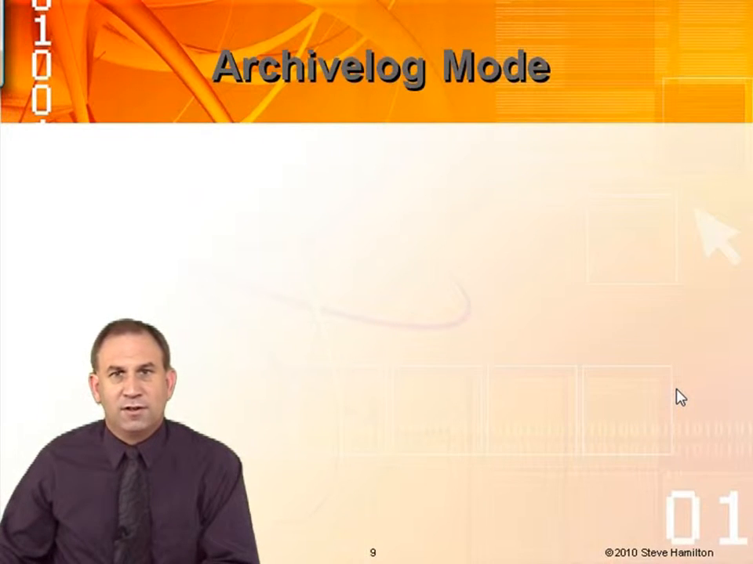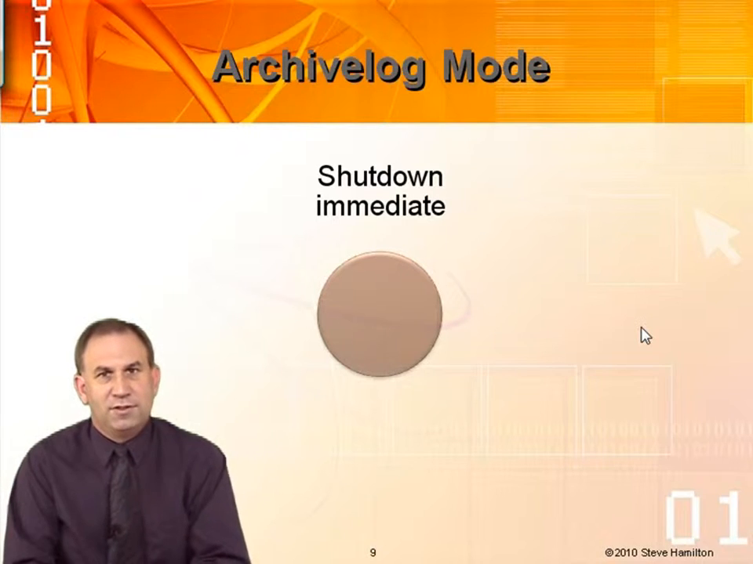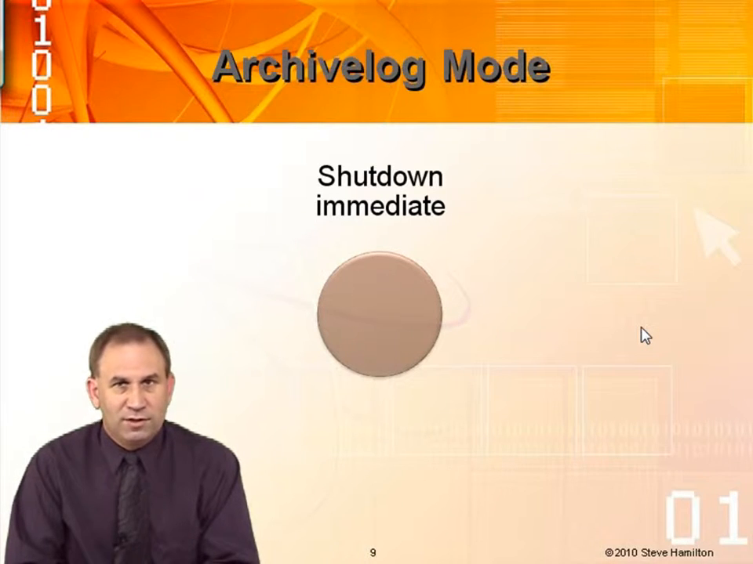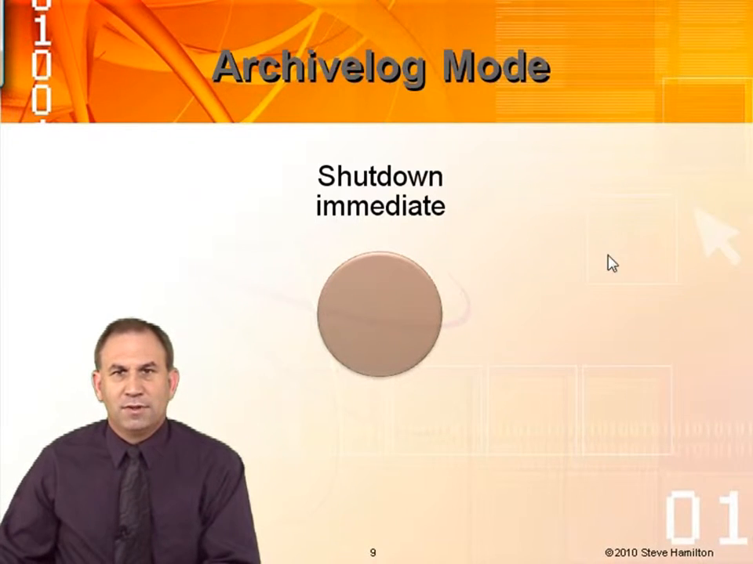To place our database in archive log mode, we have 5 steps. The first step is to issue a shutdown immediate. When we issue a shutdown immediate, the database will wait for all processing to stop. So if you have an end user with a long-running transaction, the database will wait for that transaction to complete. It will automatically roll back any of those uncommitted changes and bring the database down.